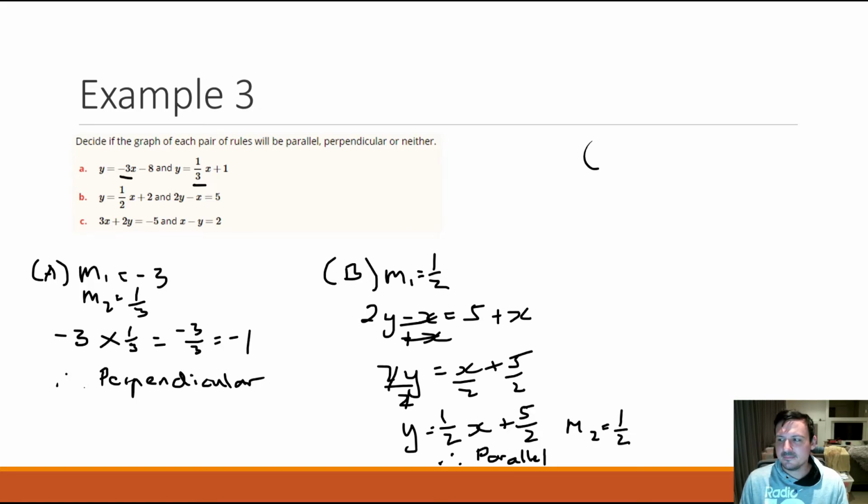Last problem. In this case, they're both not arranged the right way, so we're going to have to do something about that. So we're going to do the first one, 3x plus 2y equals -5. I'm going to minus 3x from both sides.